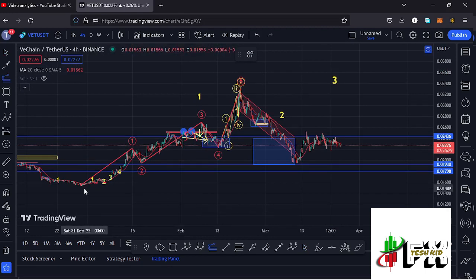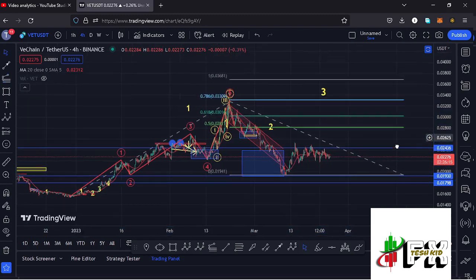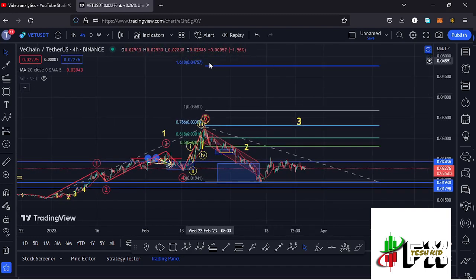Allow me to continue with the video by sketching out a target area to the upper side in the formation of this wave 3 by connecting the trend-based Fibonacci from the low of the first wave to the high of that wave 1, then dragging the fibs to the low of the second wave, and that now gives me a minimum target area to the upper side in the formation of that wave 3 at the fib level 1.618, and that is at around the $0.04757 mark, and that is the minimum that I'll be expecting Vechain to do in the formation of this wave 3.